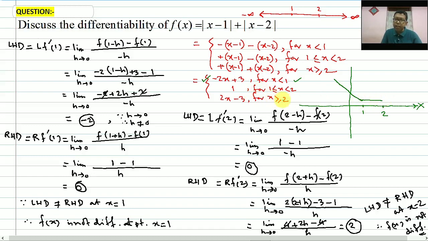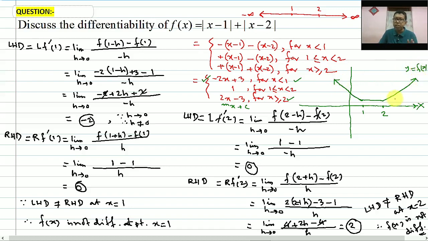for x greater than 2, your function is twice x minus 3. This is again of the type mx plus c, m is equal to 2. This is a positive number, so the line will make an acute angle with the positive direction of x-axis, and it is going this way. You see that for x more than 2 the function is twice x minus 3. This is drawn. The total graph is drawn. This is your y is equal to f of x.